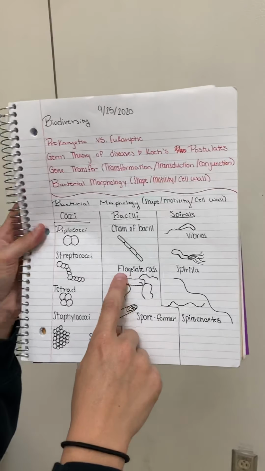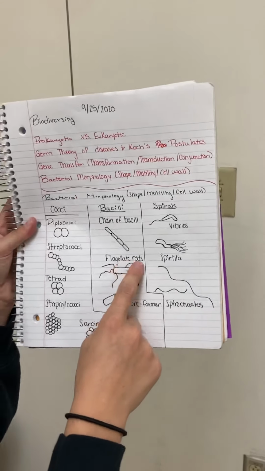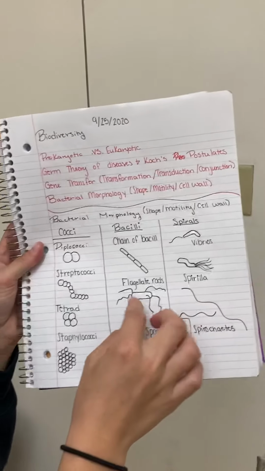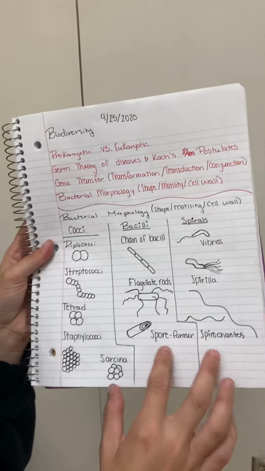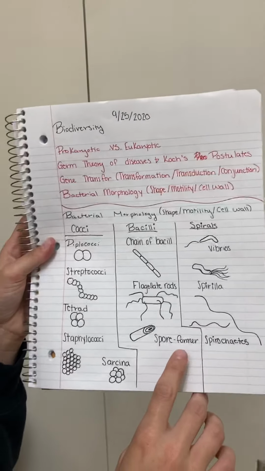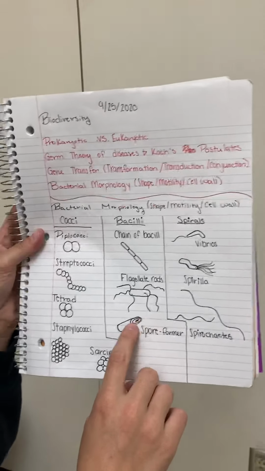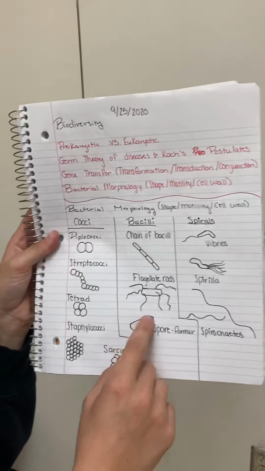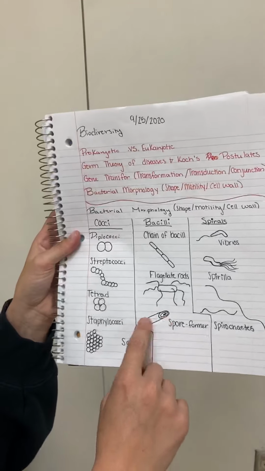The flagellated rods are just one of them with multiple projections off of it. And then the spore former, which is just a cross section here of it, looking like the end of a needle.